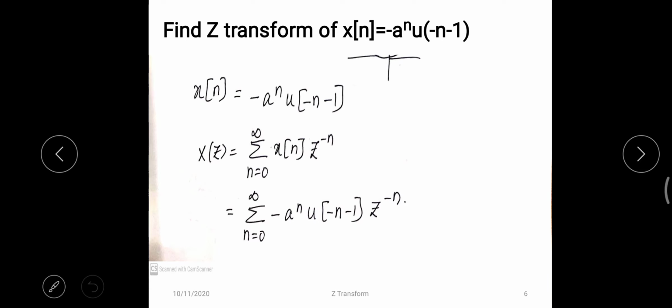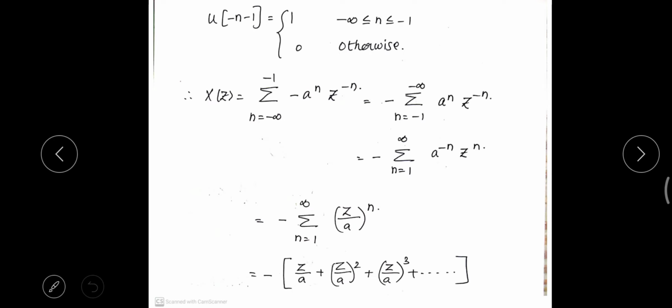Now we have to define our range of n, that is u of minus n minus 1. U of minus n minus 1 is nothing but which has the amplitude of 1 for the limit minus infinity to minus 1. So we can substitute this limit in the x of z. So x of z is equal to summation n is equal to minus infinity to minus 1 of minus a power n z power minus n.